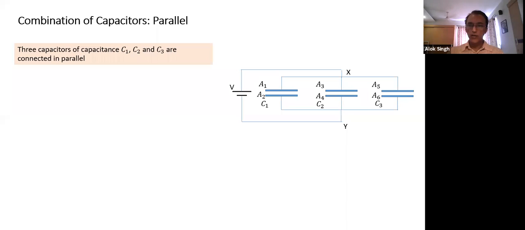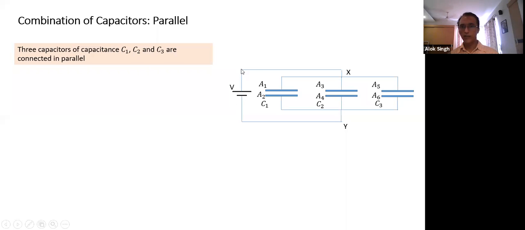Now we come to the other combination. How are these connected? This kind of connection is called parallel combination. Let's try and understand why it is called parallel combination. C1 and C2 are connected in parallel. So let's look at this. All the top half is like one conductor, is it not? All of them are at the same potential.